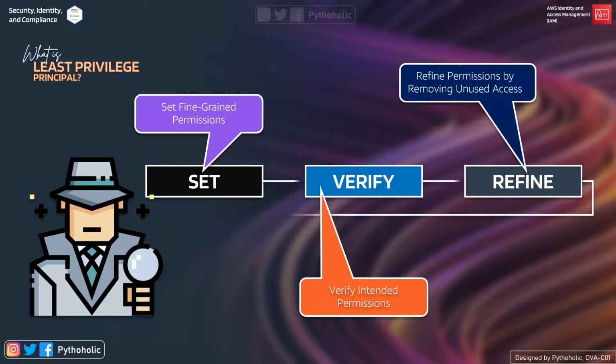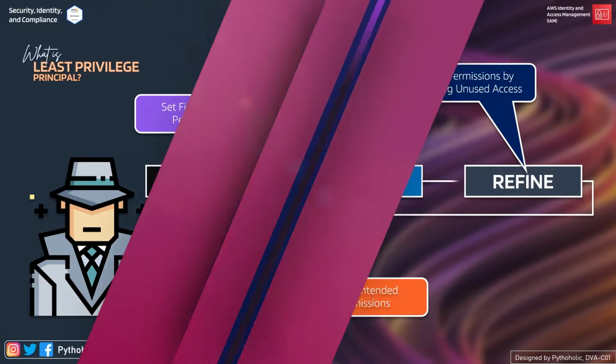That's where we have the third step, which is refine. Refine permissions by removing unused access. Here, as you know, if the S3 bucket does not need to be written into, then we must remove the write access policy to the bucket from the users. And that way, at every step, we are refining the access by either adding or removing unused access. And I know this may not be the accurate example, but I hope you're getting the point.